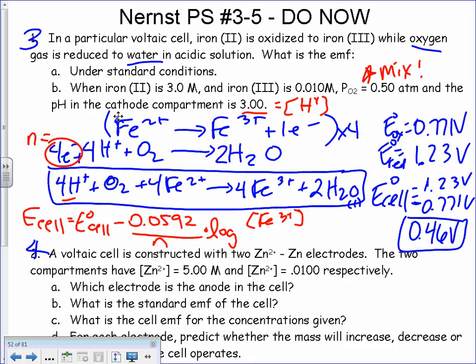Remember the coefficients become exponents? This is like November, people, I know. Okay, so iron 3 plus to the 4th power. Water is irrelevant. Over H plus to the 4th power. I'm going to put partial pressure of oxygen because that's how it's given to us here, and that's just to the 1st power, and then iron to the 4th power.